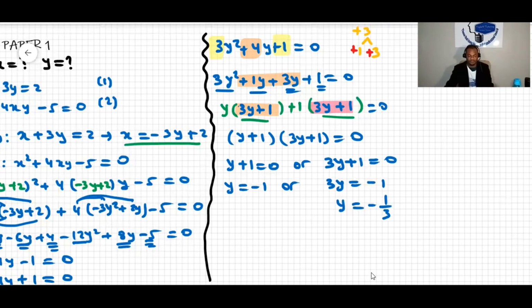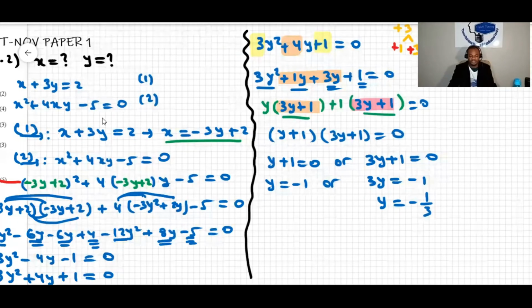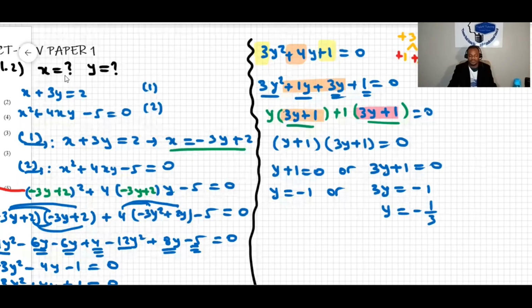Now that we find the value of y, we need to find the corresponding x value. Remember, we're solving for x and y simultaneously. Okay, we are supposed to find x and find y also. Now we're going to substitute this value of y into any of equation 1 or equation 2 to find x. But I would prefer to substitute here in the newer equation, because here I already expressed x in terms of y. I already made x the subject of the formula.